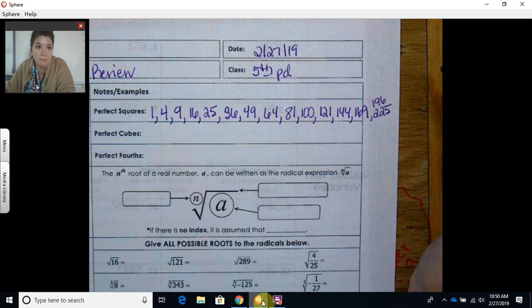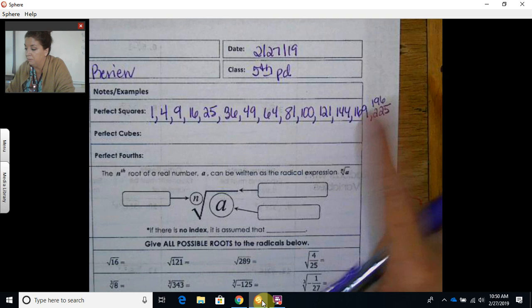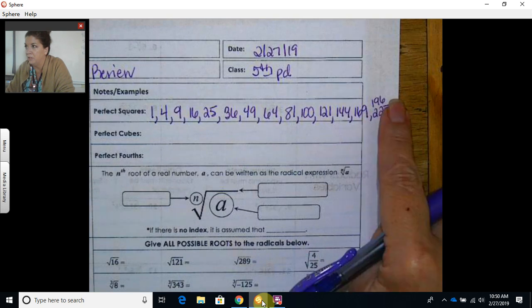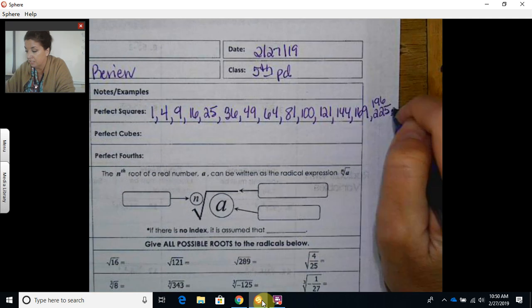You know those are all perfect squares without a calculator. You need to know those by heart. So then what would the square root of 196 be? 14. Square root of 169 is 13. So I always remember from 13 to 14: 13 is 169. 14, you switch the 6 and the 9, and that always helps me remember what 14 is. So have those memorized. Are there more perfect squares than that? Yeah, that's just the first 15.